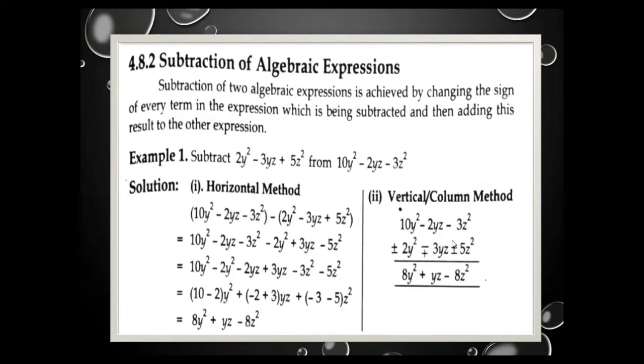From the third column, minus minus will be plus, 3 plus 5 answer is 8, 5 having minus sign which is greater, so put here minus sign and then write minus 8z square. In this way we are observing that if we follow the horizontal method or vertical method or column method, the answer will be the same.